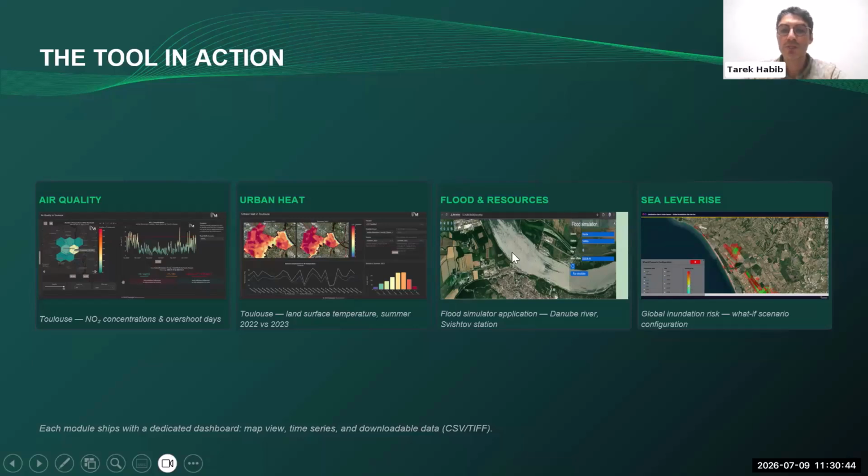Flood and resources, this is the riverbed, for example, and then you can see the extent of the flooding, or the potential flooding on the different infrastructures in the city. And finally, sea level rise, and here you can see what would be impacted in coastal areas depending on the SSP scenarios and the different parameters that have been set.